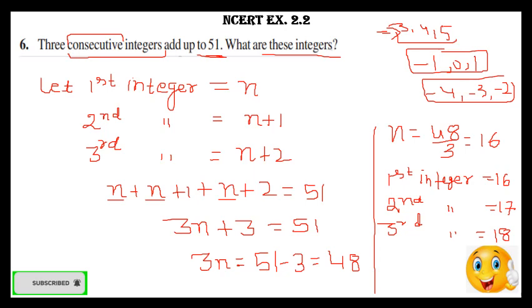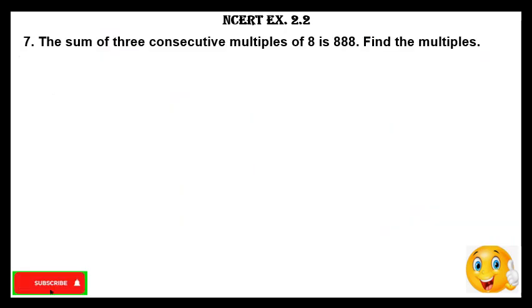So question number 6 is done. Now next we have question number 7. The sum of three consecutive multiples of 8 is 888. Find the multiples.